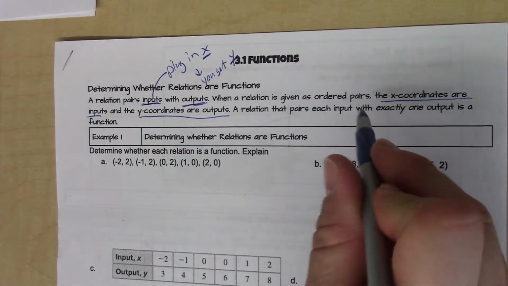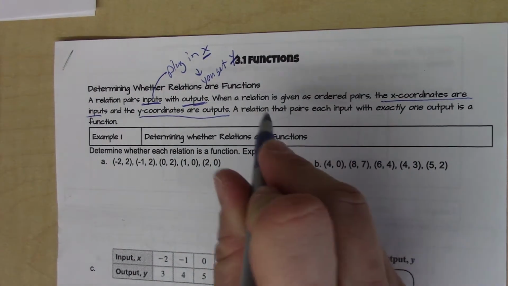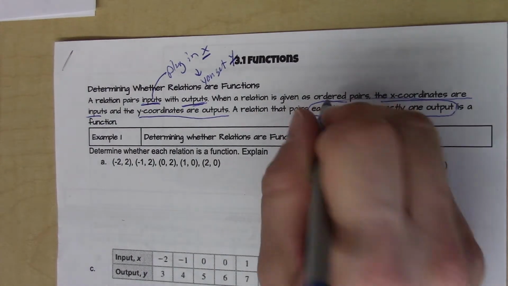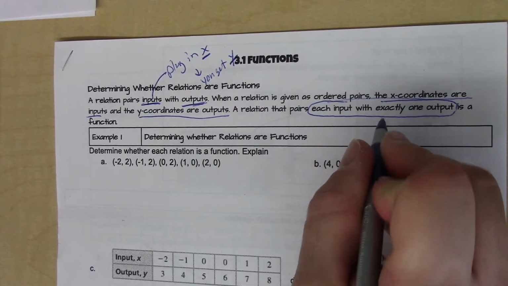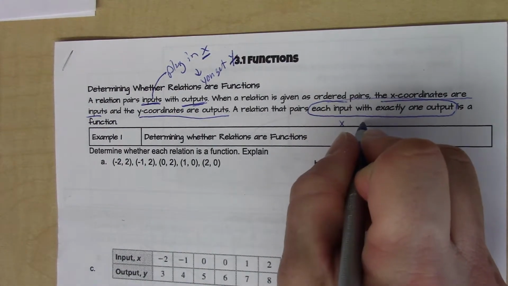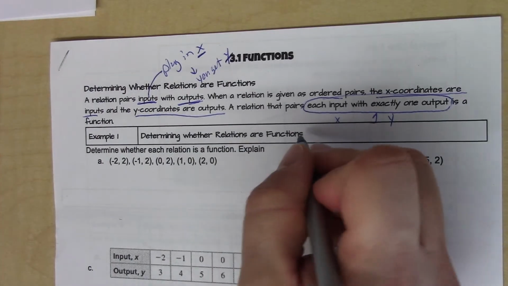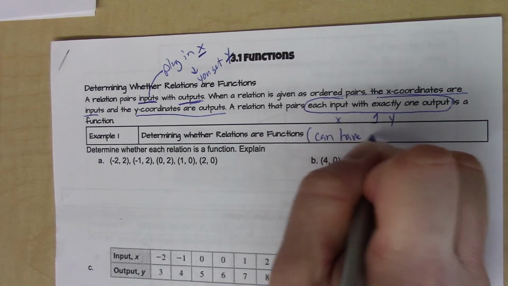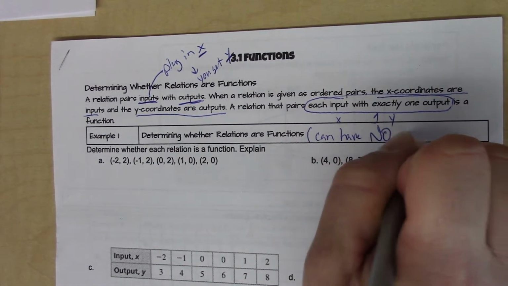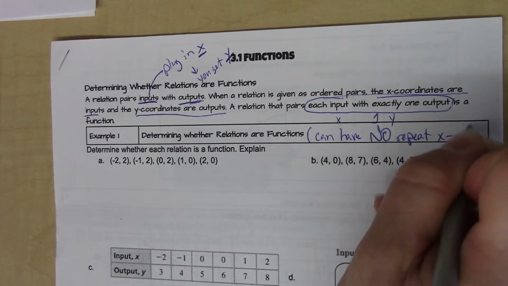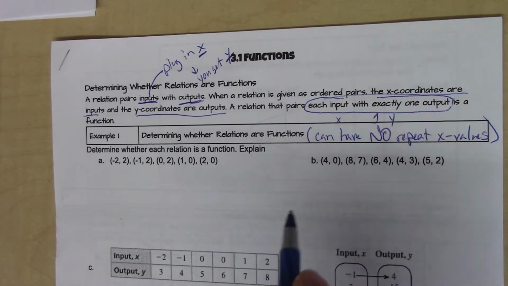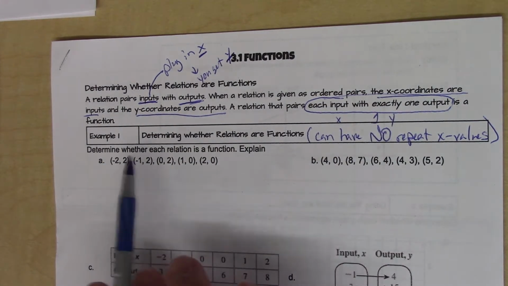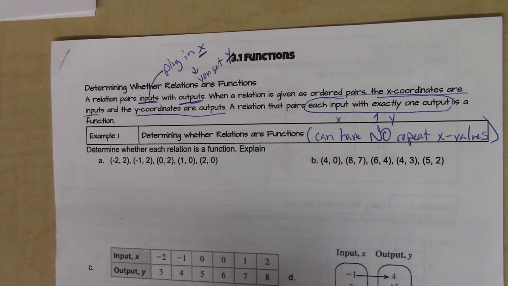So a relation that pairs each input with exactly one output is a function. So maybe we should put that, each input with exactly one output. So again, what does that mean? Each x with one y. So really what it means when you're trying to determine this is you can have no repeat x values. Right. That's really what it means, because if each input is with exactly one output, if I have two different x's but with the same y, that can't happen, right?